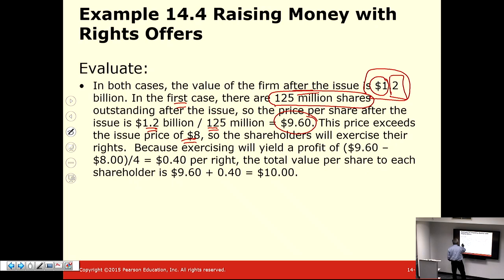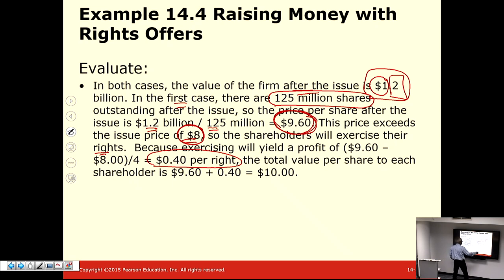So this price exceeds the price of $8. So the shareholder will exercise their right because they're essentially buying the new shares at $8 per share when after the shares are issued, the value of the shares would be $9.60. So they're essentially getting a profit of 40 cents per right. That becomes essentially the value of the right. So each shareholder is receiving one right valued at 40 cents. Either the shareholder can exercise that right to acquire additional shares, or they can simply sell those rights to somebody else at 40 cents.